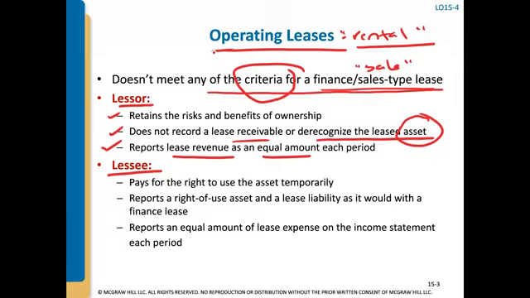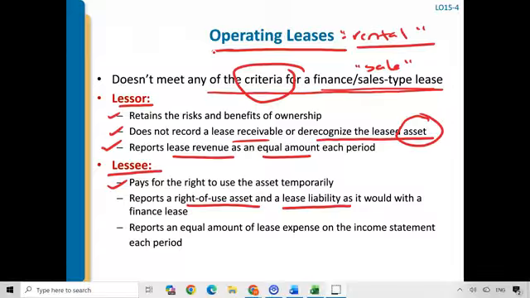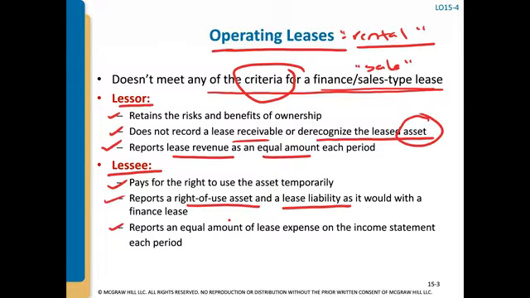The lessee, who's the user of the asset, is essentially paying for the right to use that particular asset temporarily. Therefore, they still record an asset on their books, a right of use asset, as a balance on their balance sheet, and they record a lease liability on their balance sheet as well, as you would in a finance lease, and they're calculated in the exact same way as you would for a finance lease. The lessee also reports an equal amount of lease expense on their income statement for each payment period.